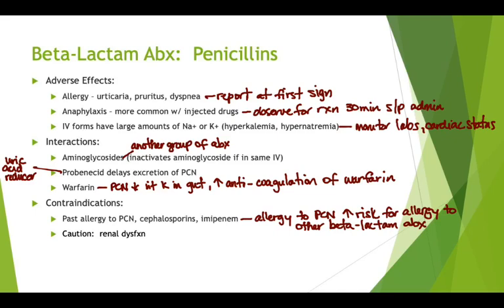So contraindications to penicillin are going to be past allergies, cephalosporins, and imipenems. Also, patients that have renal dysfunction, you don't want to give it to them because they're going to have much more trouble excreting the drug. The longer it stays in their system, the more risk for reactions that they have.